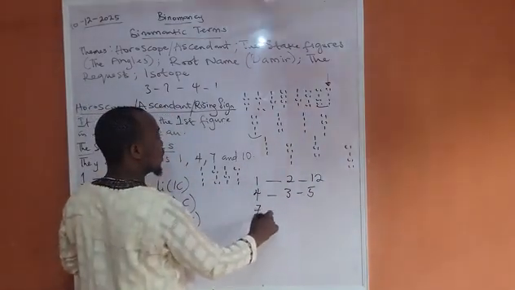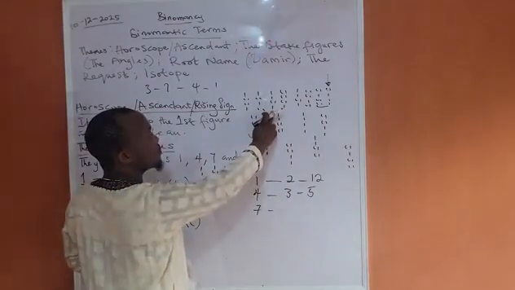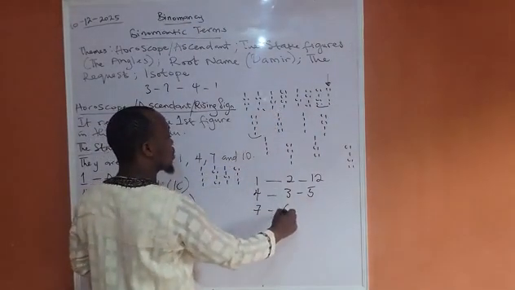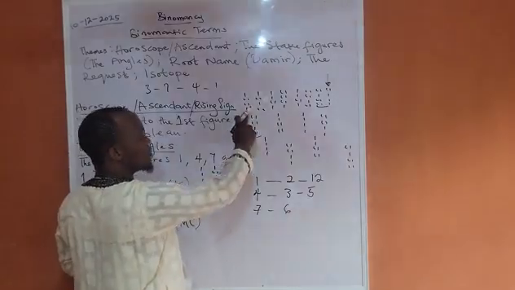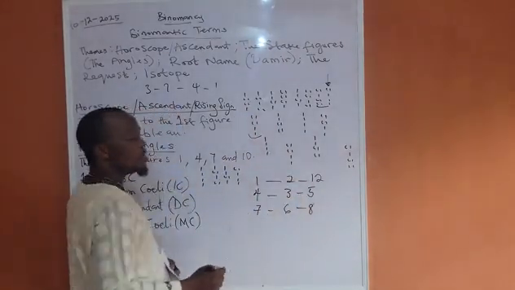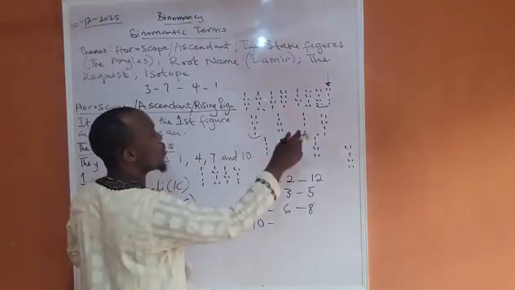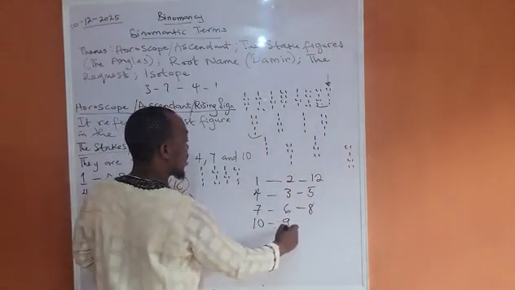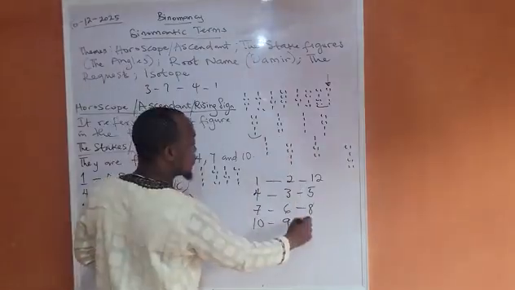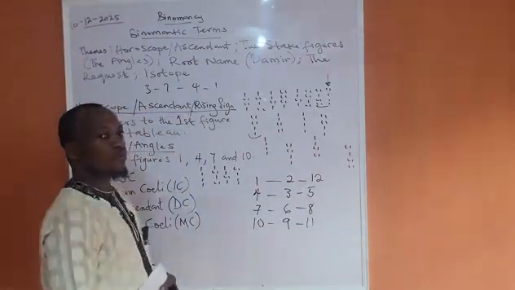Now, figure 7 is holding the figure that comes before it, which is figure 6, and it is also holding the figure that follows it, which is figure 8, preventing it from falling. Now, figure 10 is holding the figure before it, which is figure 9, as well as the one that follows it, which is figure 11, holding it from falling.